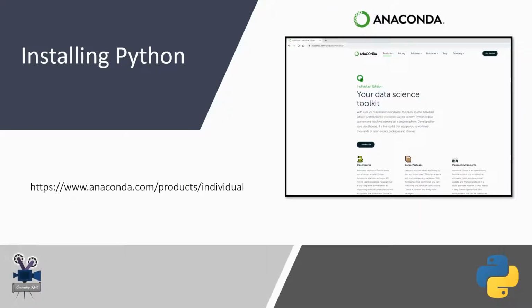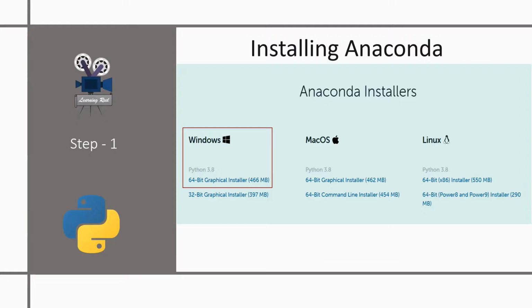To begin the installation, let's visit www.anaconda.com/product/individual and hover over the downloads link. Please note that the look and feel of the website might vary as they keep updating the website. So you should see a button for downloading the latest version of Python, as you see on the screen.